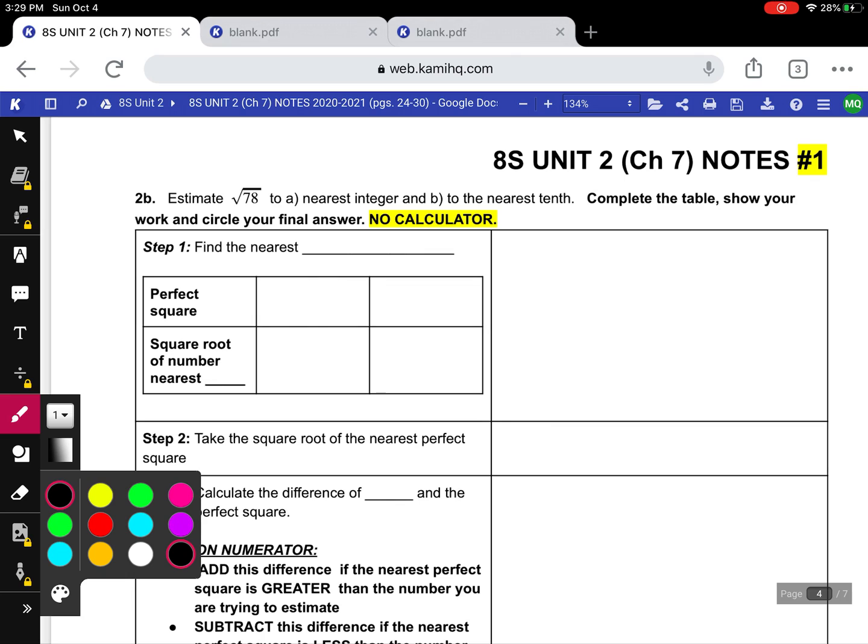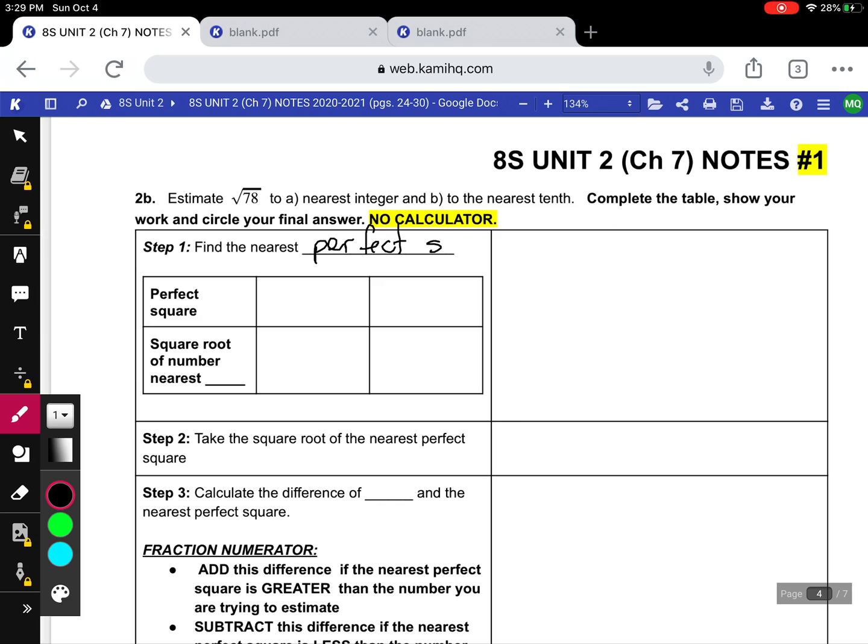Let's do one more. We have: estimate the square root of 78 to the nearest integer and to the nearest tenth. Remember, first we're going to find the nearest perfect square. So let's think about this. We have 78. To the left, if I look at my sheet, it's going to be the square root of 64. That's the closest to 78. On the right, the next biggest is going to be the square root of 81. The square root of 64 is 8. The square root of 81 is 9.